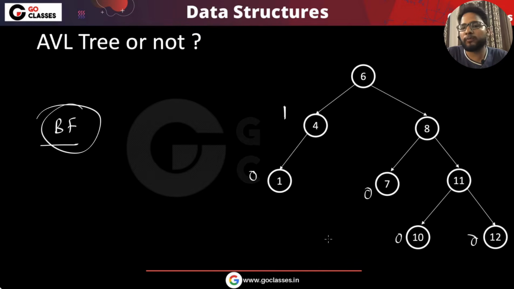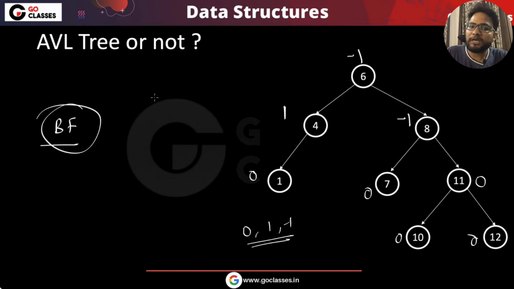You should either end up with 0, 1 or -1. So left minus right or right minus left does not matter. I am defining it as left minus right, that's okay. So for here it is 0 because left height and right height are same. For here it is 1 minus 2, which means -1. For here it is 2 minus 3, so again -1.